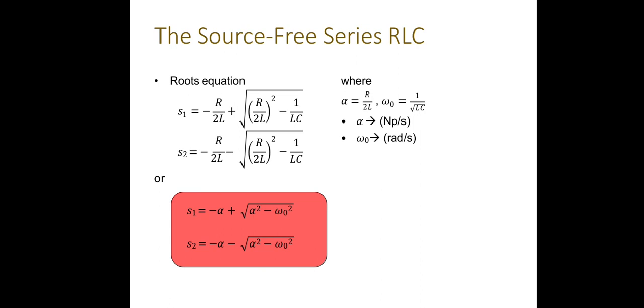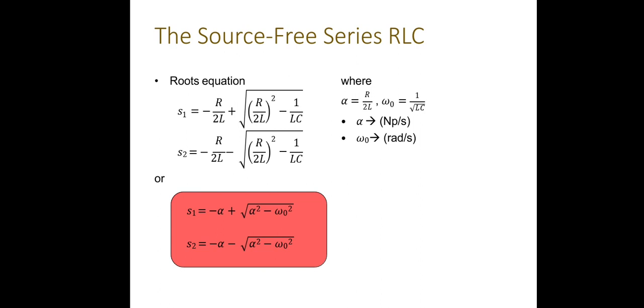S1 is minus R by 2L plus root over R by 2L whole square minus 1 by LC. Similarly, S2 equals minus R by 2L minus root over R by 2L whole square minus 1 by LC. Similarly, alpha equals R by 2L and omega naught equals 1 by root LC. Alpha is the attenuation constant, in Nepers per second, and omega naught is the angular frequency, in radians per second.